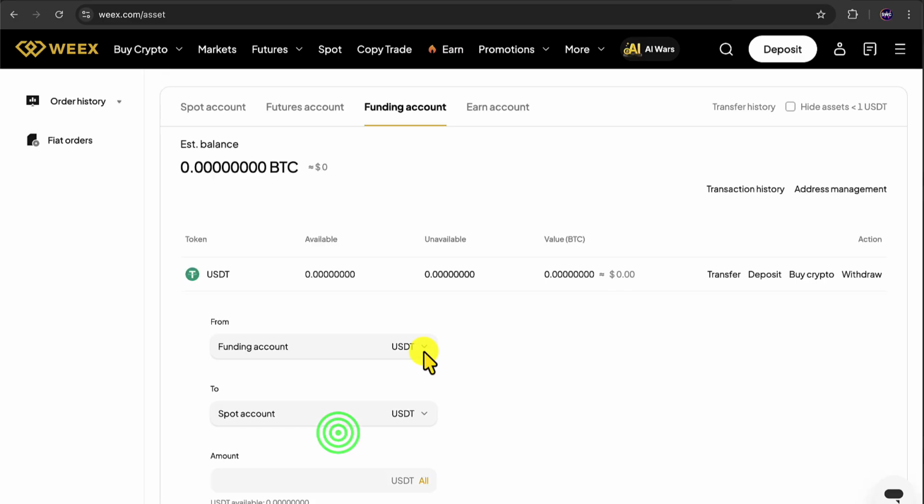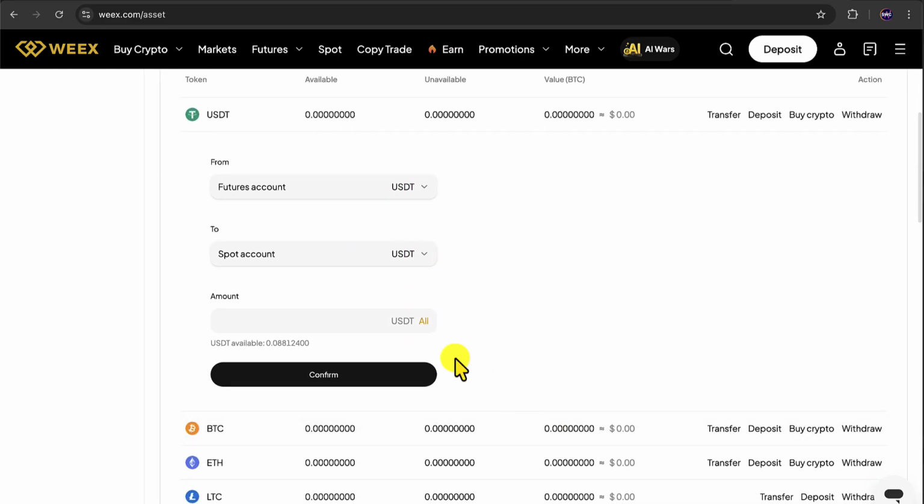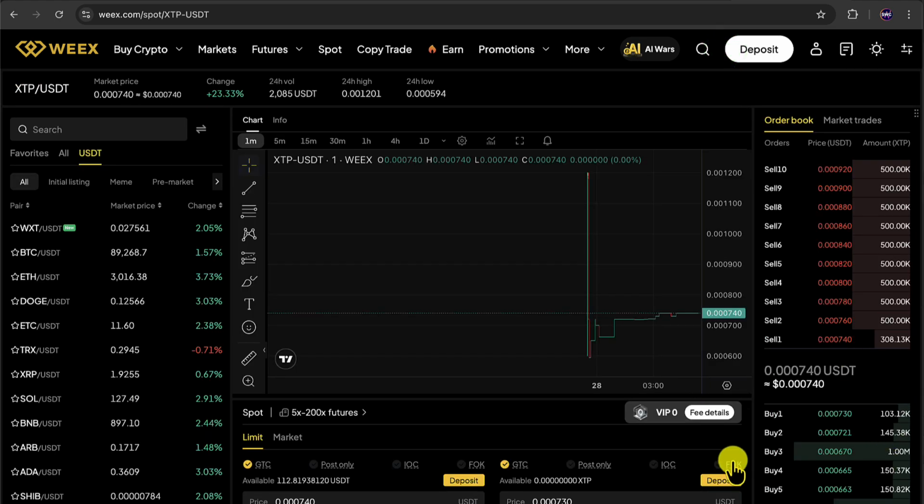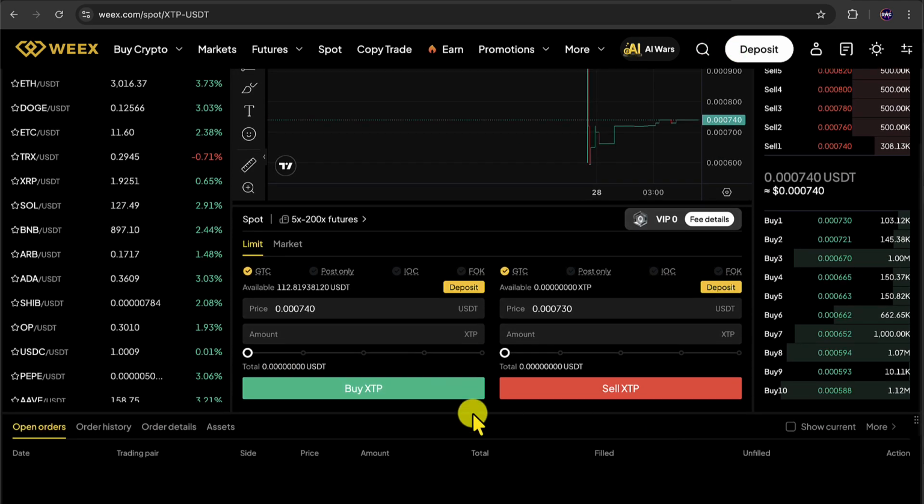All of that. I think I've got a few cents in the futures as well, so I may as well move that. 8 cents. Okay, cool. Let's try that again. Right, so that's the price I want, 740. The amount is going to be that. So that's 112.81 USDT. So that should get me 152,458 XTP. Oh, did that just fill?